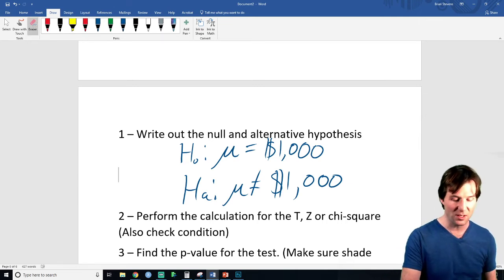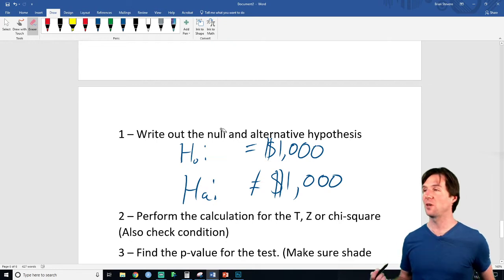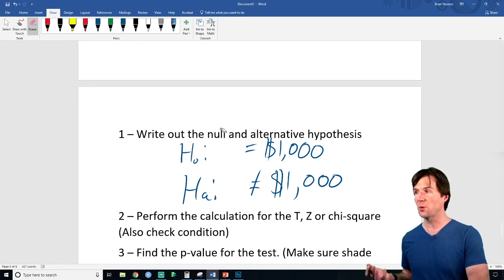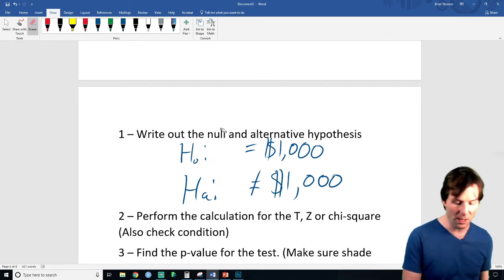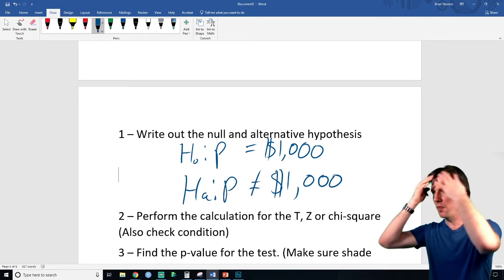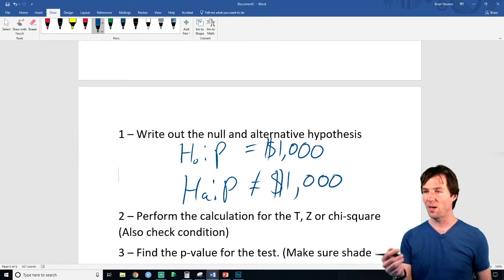Please do not make this error, which I see a lot of times. People just write the null states equals 1,000. Make sure to tell me what equals 1,000, the true mean of money in students' bank accounts. Make sure to not make this mistake. A proportion can't be $1,000 because a proportion is a value contained between 0 and 1. So if you write proportion, that's a problem.